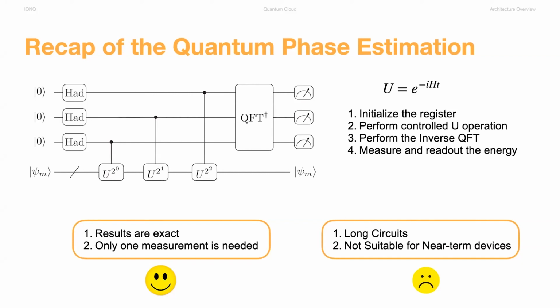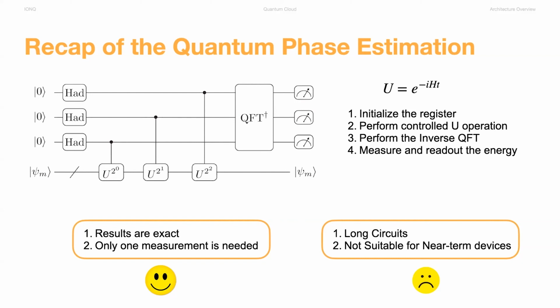Here I show the circuits for the quantum phase estimation, and it works in 4 steps. Firstly, we initialize the state register, which needs to be initialized to a state that overlaps significantly with the ground state, such as a Hartree-Fock state. Secondly, we perform the control U operation, in which U is a time propagator, and then we perform an inverse Fourier transform before measurements, and then read out the energy.